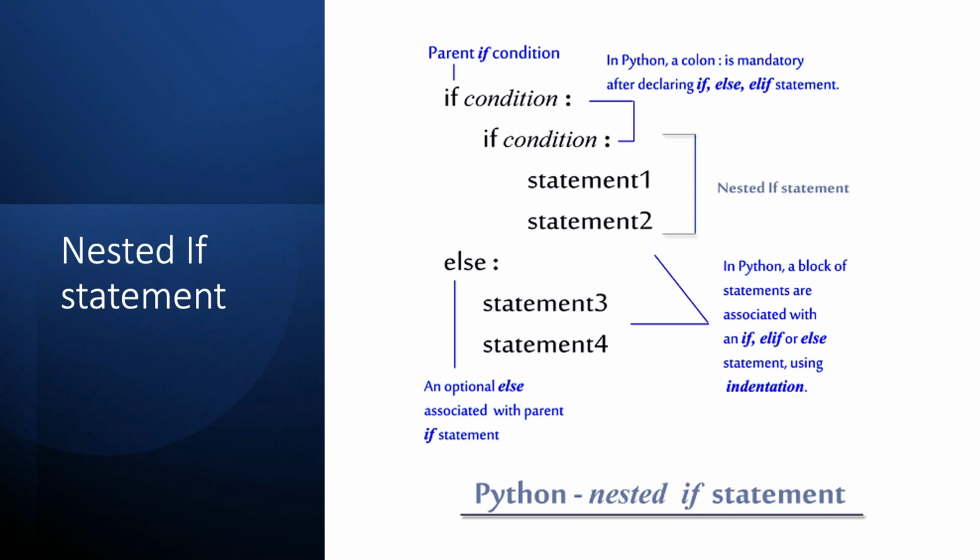We can also have an else clause associated with our if statements, and the else clause provides an alternative block of code that runs when the if condition evaluates to false. For the parent if statement, we can add else, colon, then statement 3 and 4, and this means if the initial if condition is false, the code block under the else will execute instead, so running statement 3 and 4.